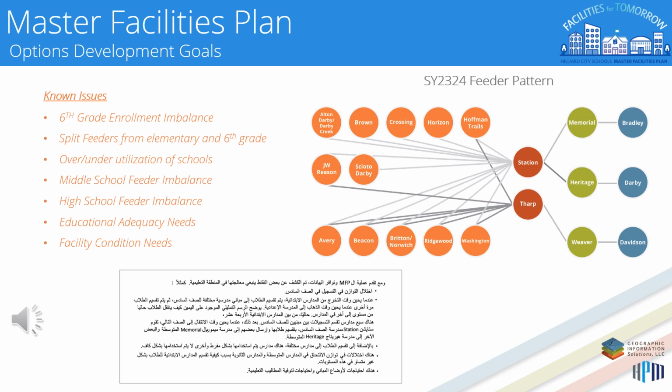In addition to the splits, there are over and underutilized schools. There are enrollment imbalances at the middle and high school levels due to how elementaries feed those levels. And there are both facility condition and educational adequacy needs.